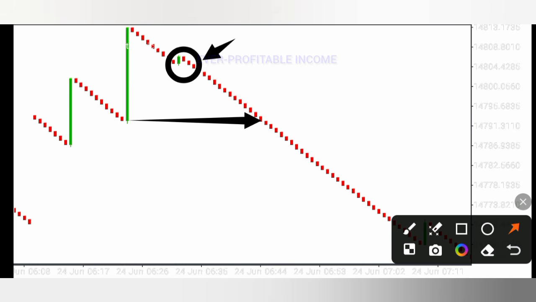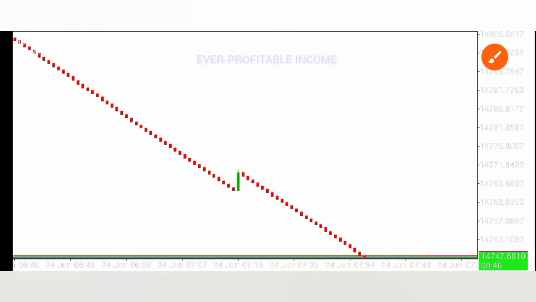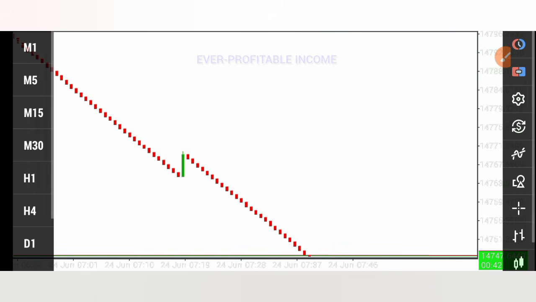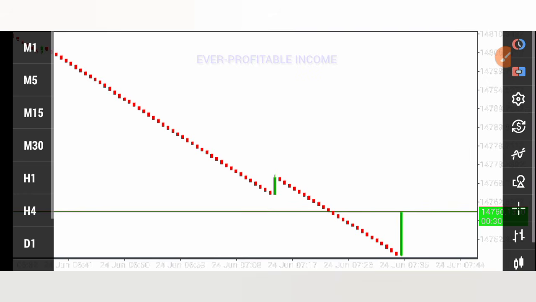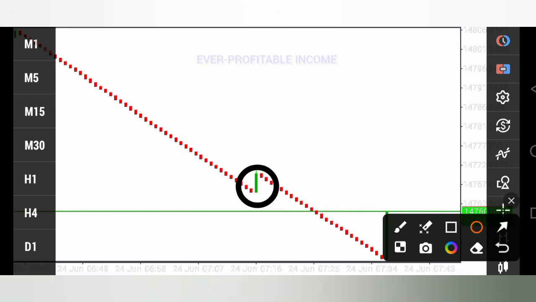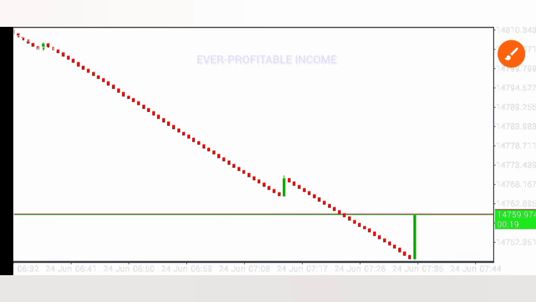So I will only take the one that happened when structure has been broken, like this one right here. Can you see this one? If I'm to enter this trade on this current trend, I would enter immediately after this little spike right here. That's when I'll enter, and I'll take 5 candles, and I'm out. So it works perfectly well.